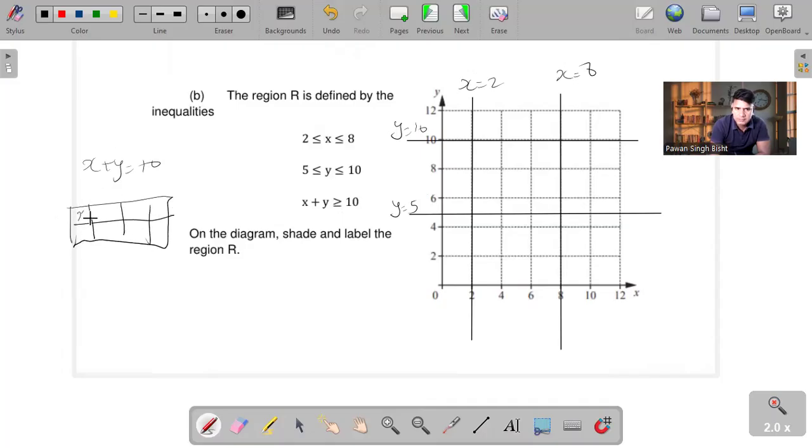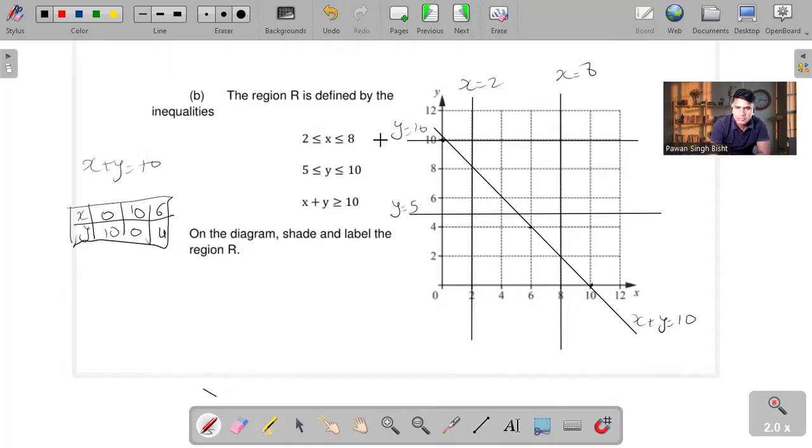Okay, so x, y: if I put x 0, y is 10; if I put y 0, x is 10; and if I put x 6, y will be 4. Okay, so x 6, y will be 4. These three are my points. You join them. This is x plus y equals 10.